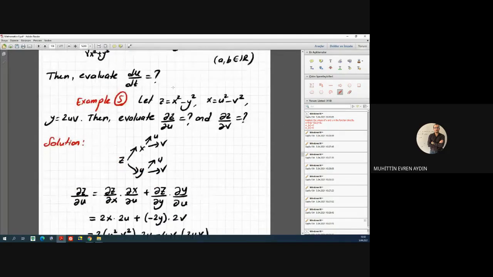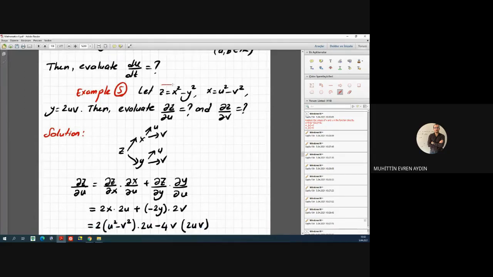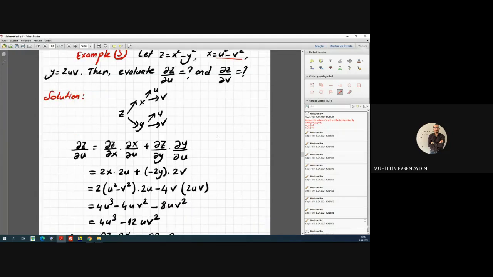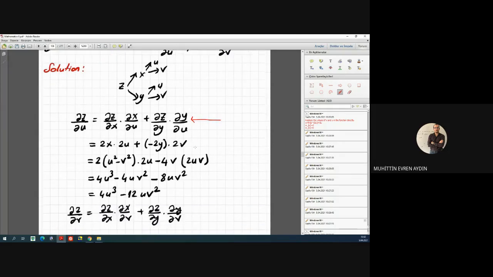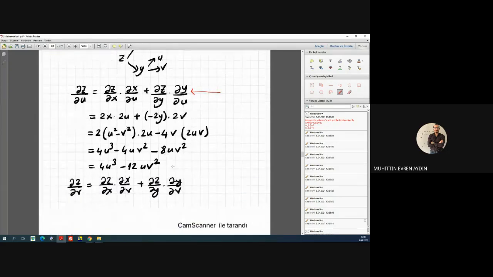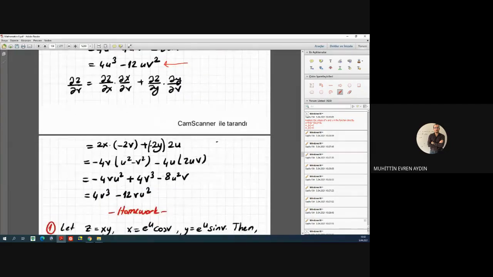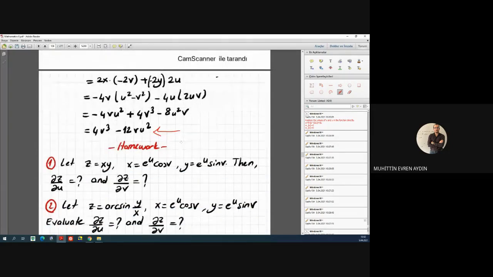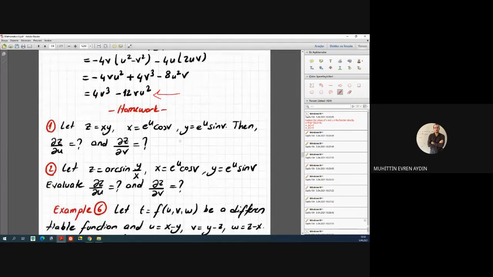Okay, this is a different example. Let's provide it. z depends on x and y, but x and y depend on another two parameters, u and v. So the chain rule takes the basic form. After calculations, we find this, and another derivative this. Yes, some problems.